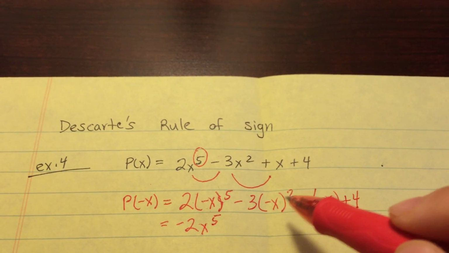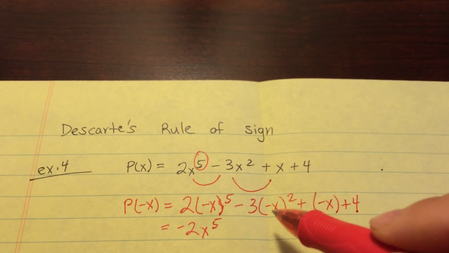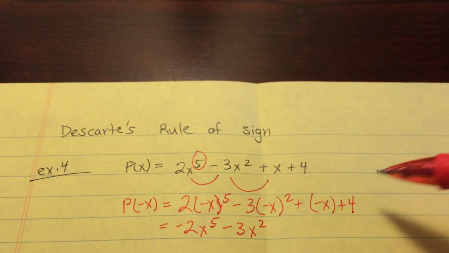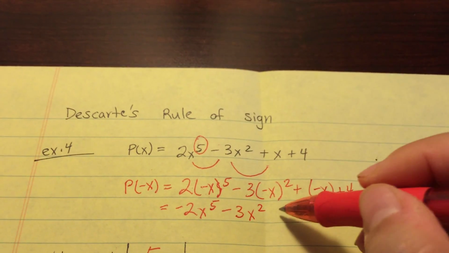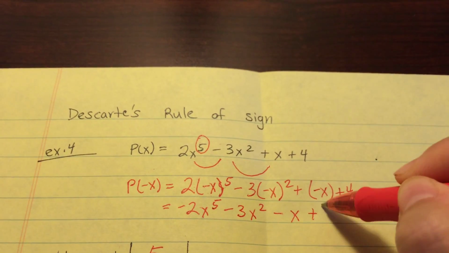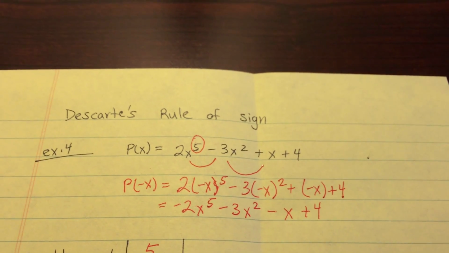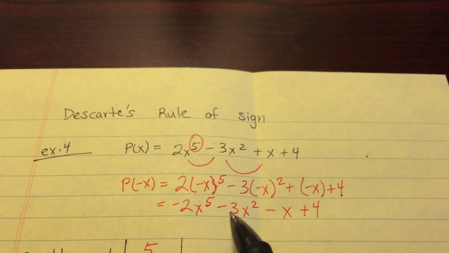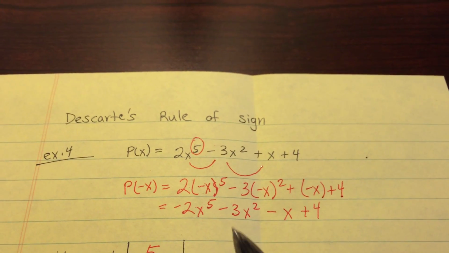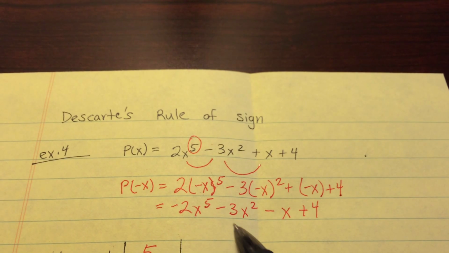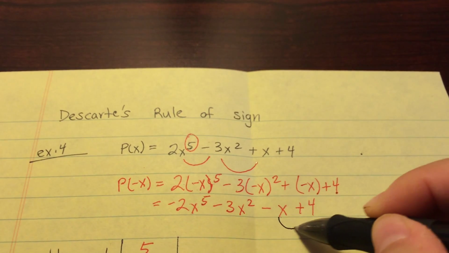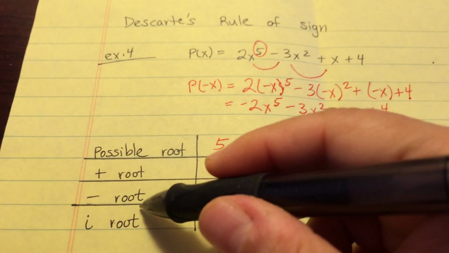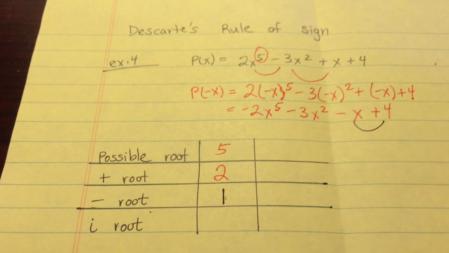Anything to an even number cancels out to a positive. So it's positive times negative is a negative. So that's a negative 3x squared. This is going to become positive times negative is a negative. So negative x and then plus 4. So what you're going to do is the same thing as what we just did up here. You're trying to figure out, is there a sign change? There is no sign change right here because it's negative to a negative. There is no sign change right here because it's negative to a negative. But there is one sign change right here because it's negative to positive. So in this one, we're going to put it underneath the negative roots. We're going to say there's one sign change right there.